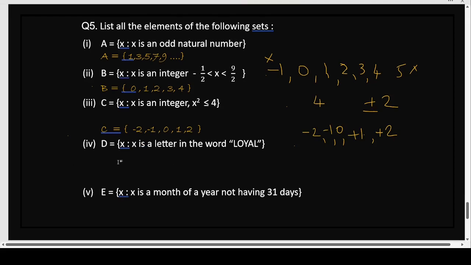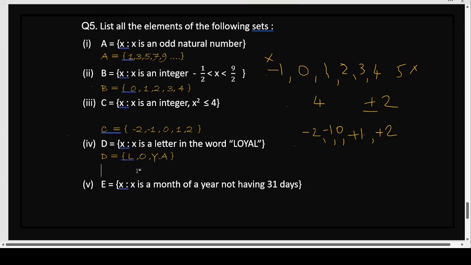Next is set D. D is x such that x is a letter in the word loyal. So we have to write it in the roster form. This is pretty simple. We have to write all the letters and remove the repeated letters. The set D is L, O, Y, A. L is repeated, so don't write again. So this is the set in the roster form.